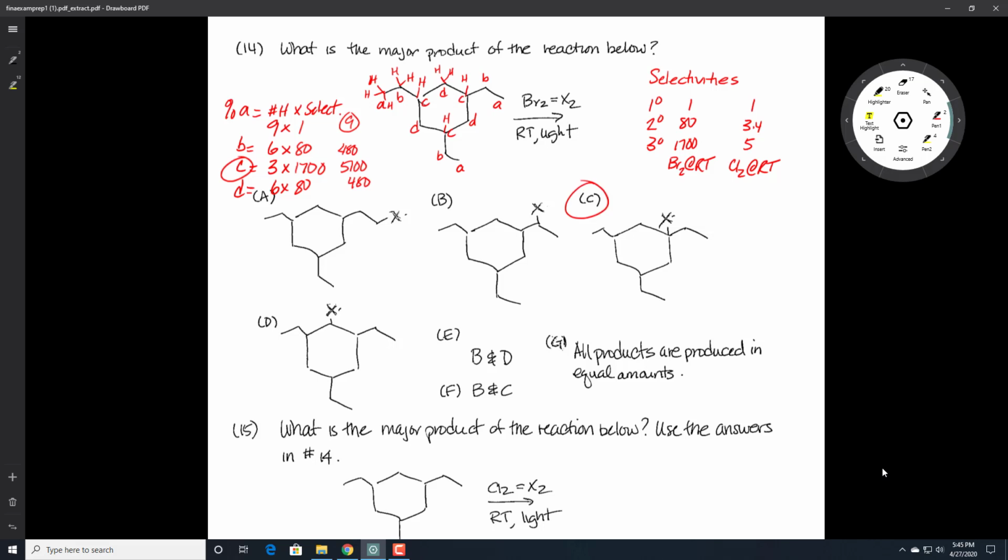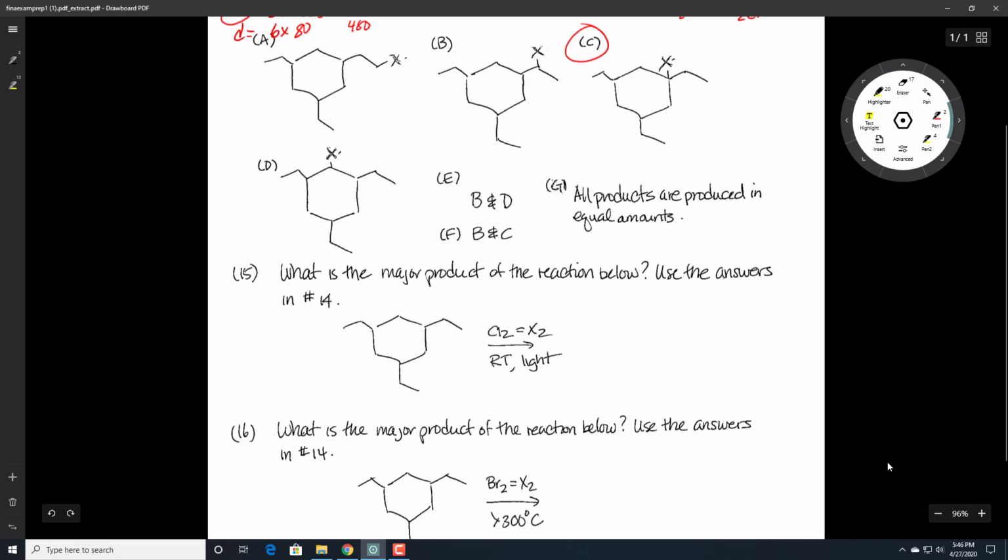And that's always going to be the case for bromination at room temperature, because the selectivity of the tertiary position is 1700 to 1. It will always be that you'll brominate the tertiary position first before you brominate any secondary positions.